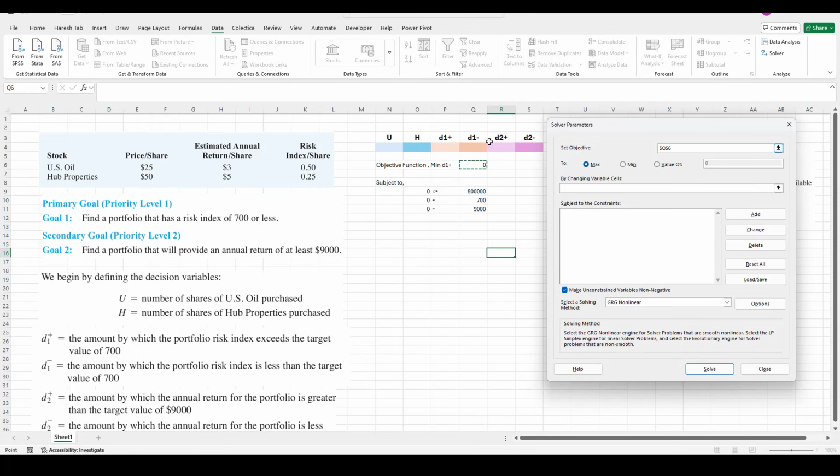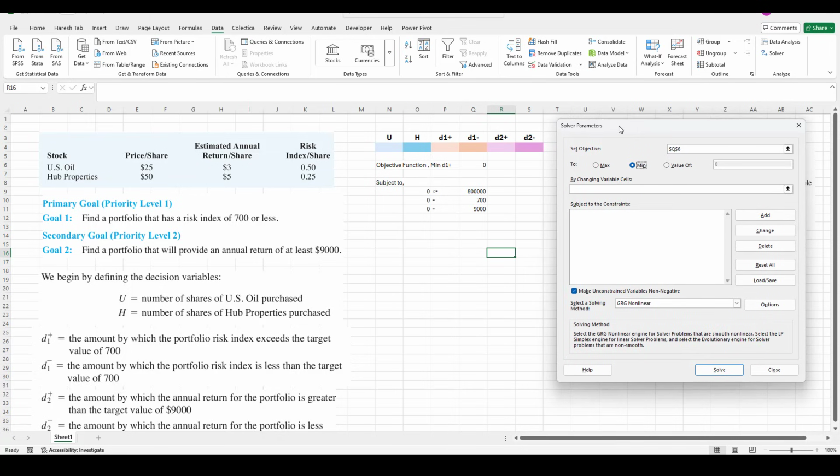So Q6 is my objective cell. Then second, I am going to take the option of minimizing this objective cell. Then by changing variables, I am going to change all these variables from here to here, these colored cells. Then I am going to capture these equations, so I will use add.